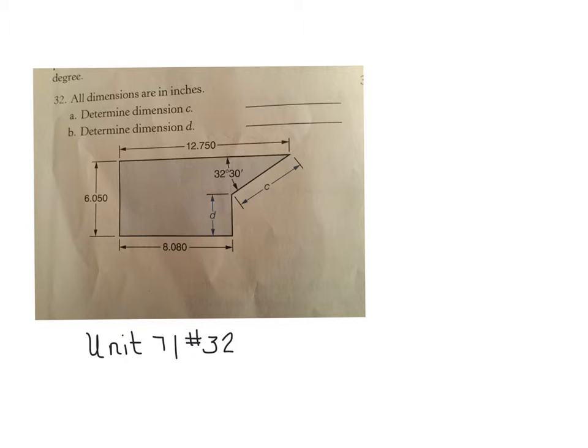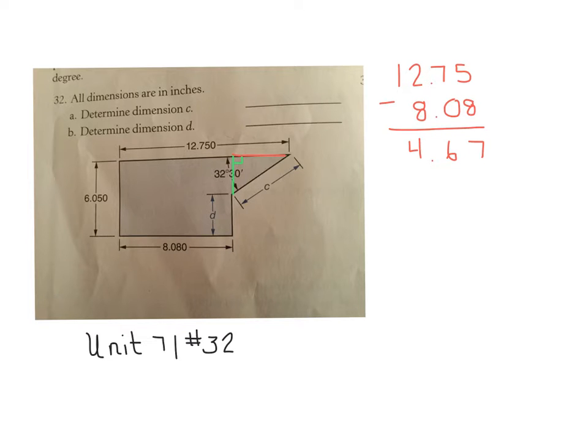I see that dimension C is the hypotenuse of this right triangle right here, okay? And so I know an angle within that right triangle, and I want to find the hypotenuse. Now I can also determine the length of this side of my right triangle because it's going to be equal to the 12.75 measurement minus the 8.08 measurement given in the diagram. So it's going to be equivalent to 4.67 inches.